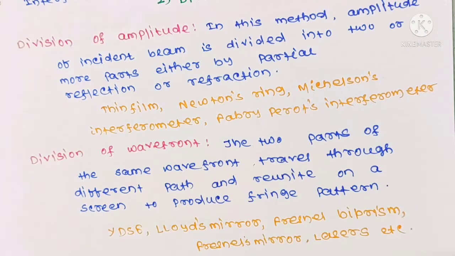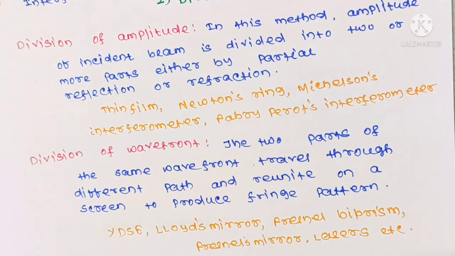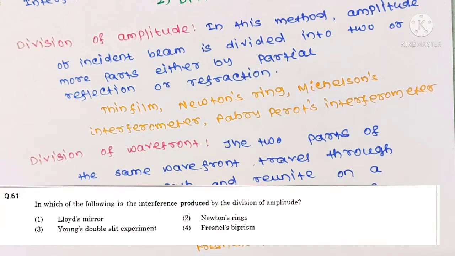Division of wavefront. The two parts of the same wavefront travel through different paths and reunite on a screen to produce a fringe pattern. The interference in Young's double slit experiment, Lloyd's mirror, Fresnel biprism, Fresnel mirror and lasers come under this category. So here it is division of amplitude in Newton's ring. So your correct option is option 2.